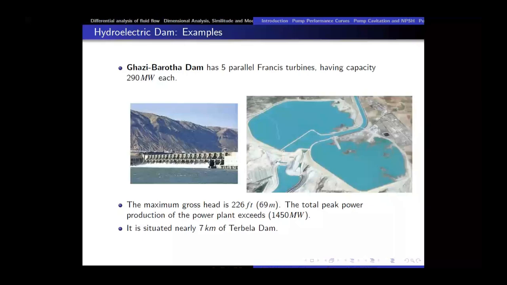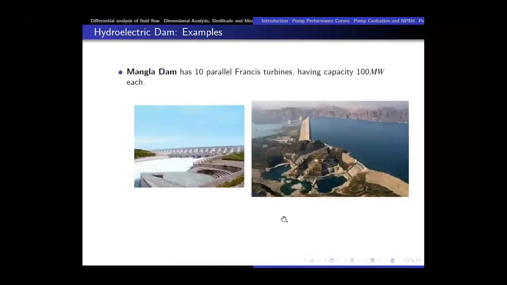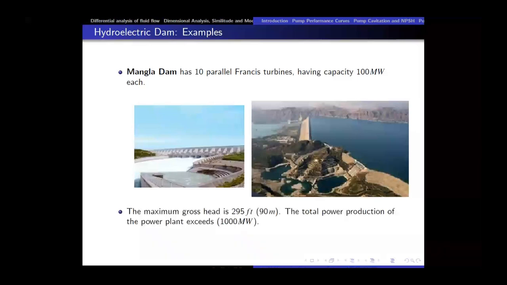Then Mangla Dam has 10 parallel turbines with a capacity of 100 megawatt each, so it can produce 1000 megawatt peak production, right? So these were some of the examples of the dams installed in Pakistan. All of those dams have Francis turbines installed in them. As was also mentioned in the video, they account for 60% of hydroelectric power generation all over the world, so they are very commonly used in hydroelectric dams.